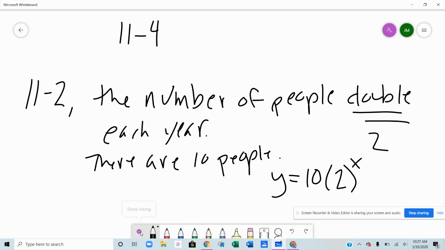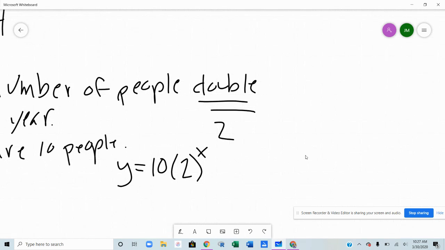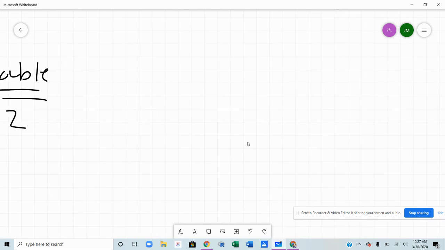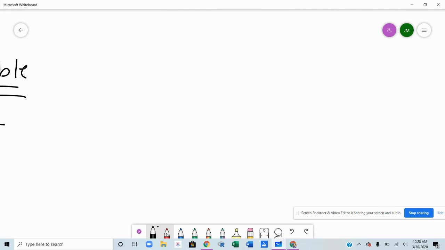In 11.4, we're going to focus on word problems that have rates as percents. So instead of saying that it doubles every year, it might say it increases by 37%. Okay, so first we need to recall how to get a percent to a decimal, because you can't use the actual percent in your equations. If I say that you are increasing by 37%, you can't use the number 37. You have to use 37% as a decimal.